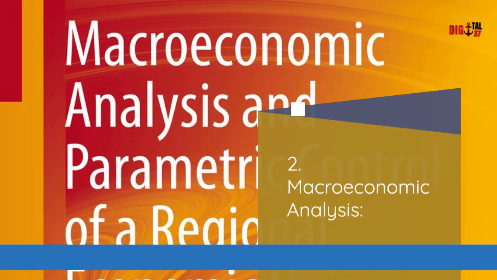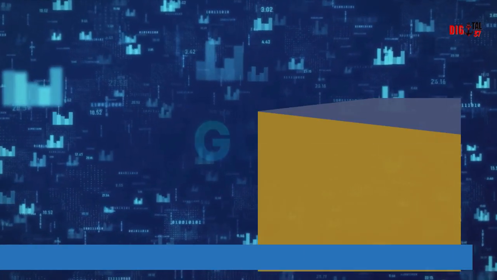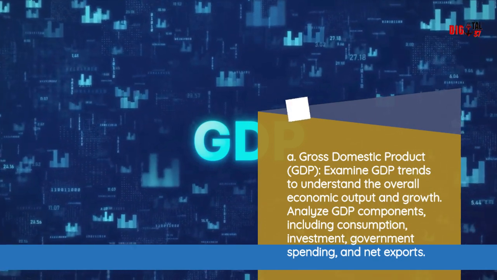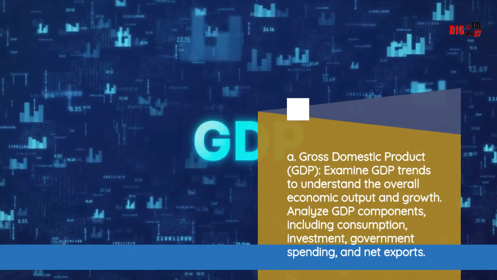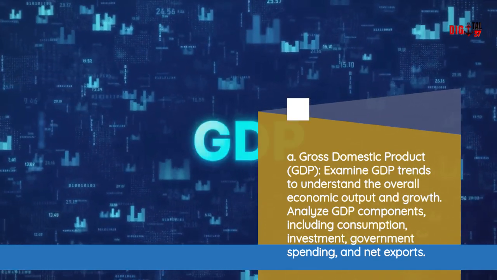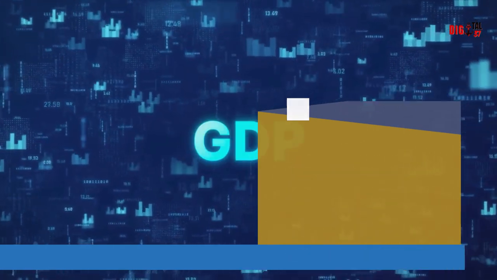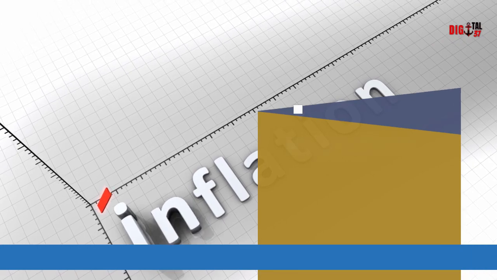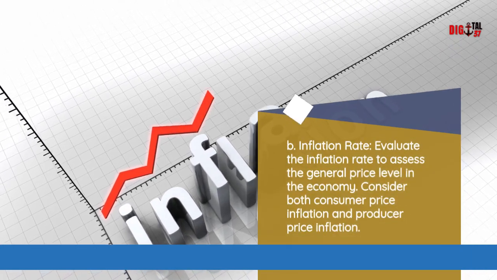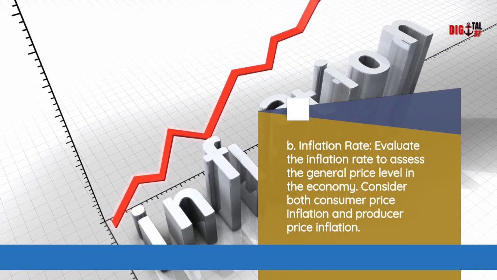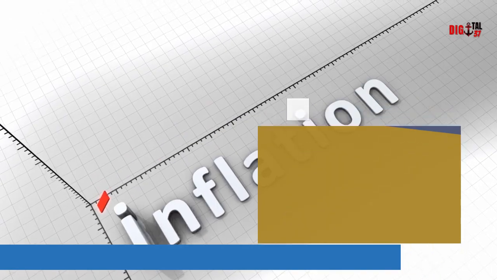2. Macroeconomic analysis. A. Gross domestic product, GDP. Examine GDP trends to understand the overall economic output and growth. Analyze GDP components, including consumption, investment, government spending, and net exports. B. Inflation rate. Evaluate the inflation rate to assess the general price level in the economy. Consider both consumer price inflation and producer price inflation.